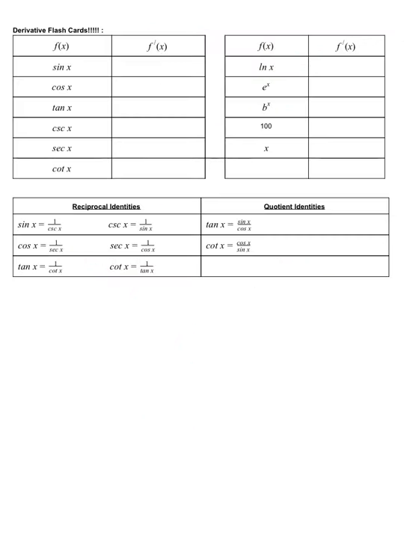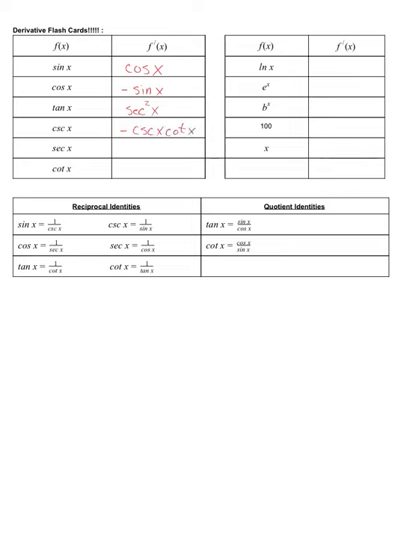Okay, let's write them all down. The derivatives, flashcards, you just need to know them, memorize them. The derivative of the sine of x is cosine of x. The derivative of cosine of x is negative sine of x. The derivative of tangent of x is secant squared of x. The derivative of cosecant of x is negative cosecant of x, cotangent of x.